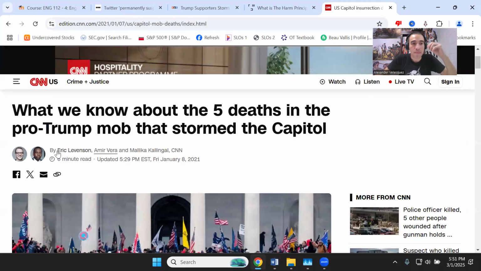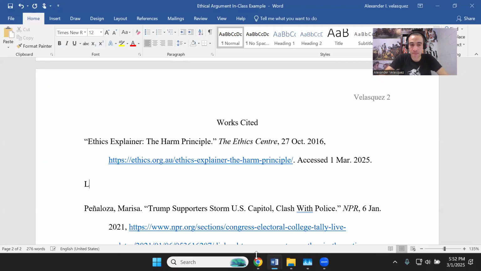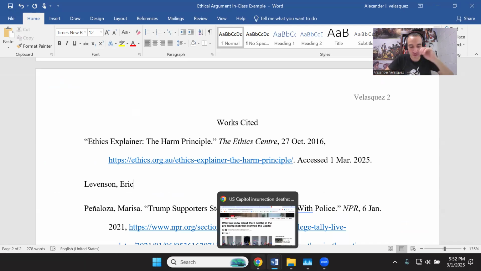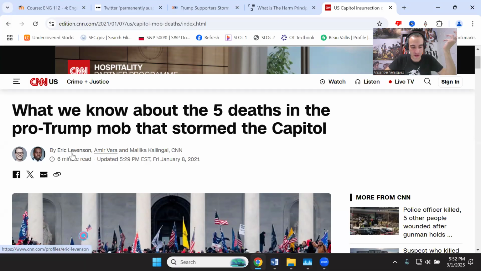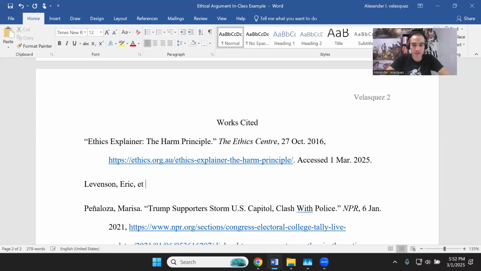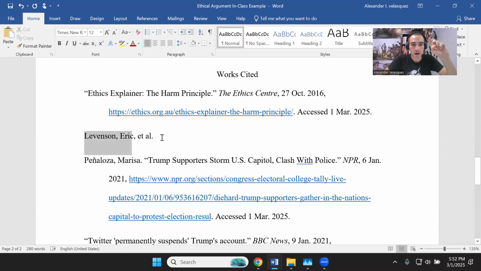Now, this is an interesting article because there are three authors. One is Eric Levinson, another one is Amir Vera, another one is Malika Kalingal. I believe that's how you say her name. If you have more than two authors, you have to do this format. You put the last name, first name of the first author. So it's Eric Levinson, the first author here. Then comma, et al. The et al means there are more than two authors. If it's two authors, you put both of their names, last name, first name, and then I think it's first name, last name, I believe, off the top of my head. But otherwise, it's just the author, last name, first name, followed by et al.